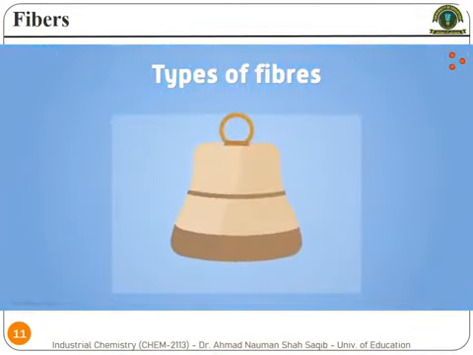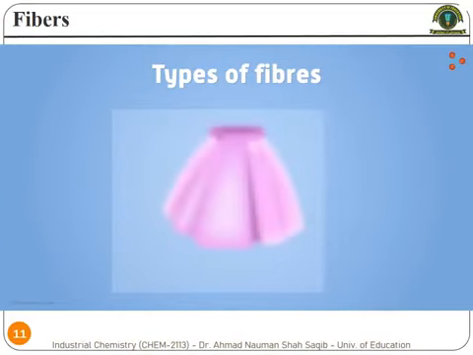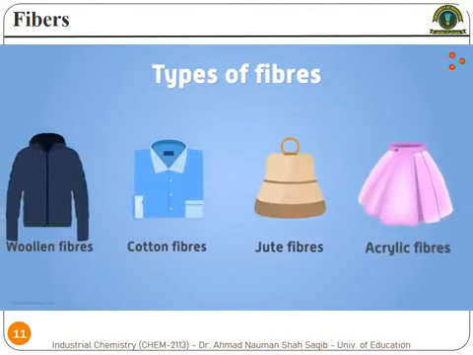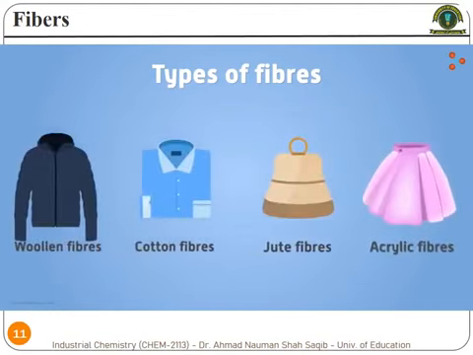Bags which are made up of fabric need to be strong rather than comfortable. This tensile strength is provided by jute fibers. And what about the soft and glossy clothes used in daily life? They are made up of acrylic fibers. These few examples indicate that there are a variety of fabrics available for our use.